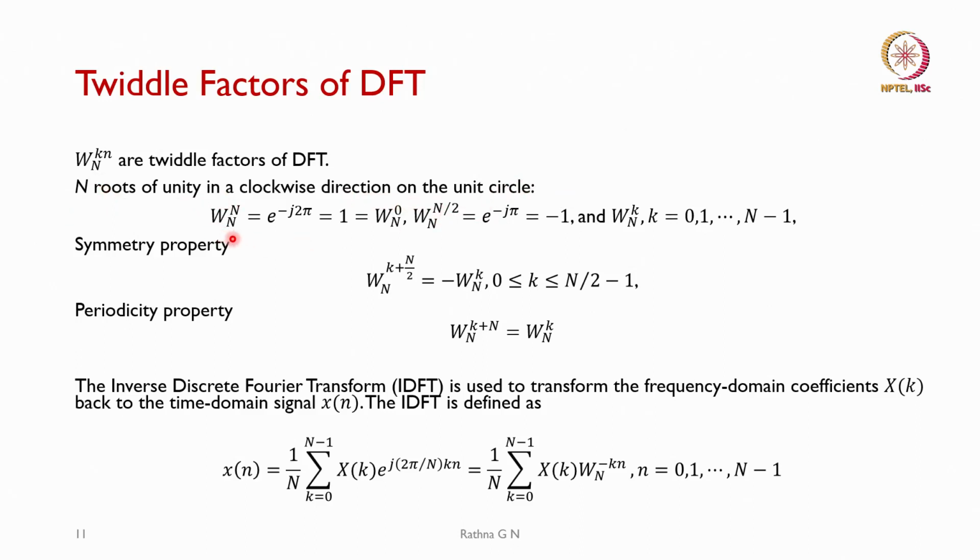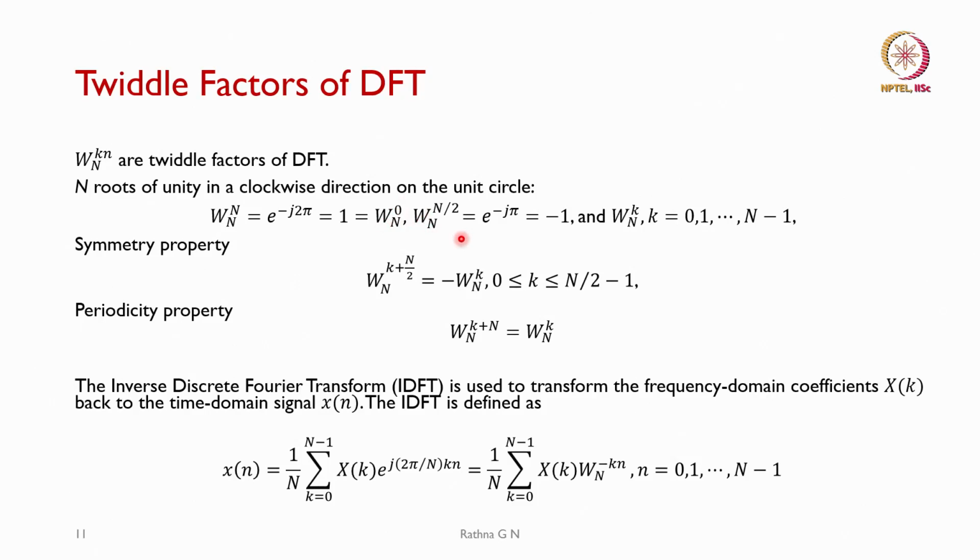So, then what we call W N to the power N is nothing but e power minus j 2 pi, which is equal to 1, which is nothing but equal to W N 0. So, we can see that the DFT is periodic in nature. That is the reason why we take 0 to N minus 1. When we substitute, k n is equal to N basically, then what happens is that it becomes e power minus j 2 pi, which is 1, which is nothing but W N 0.